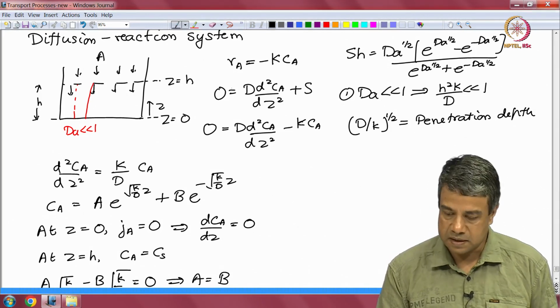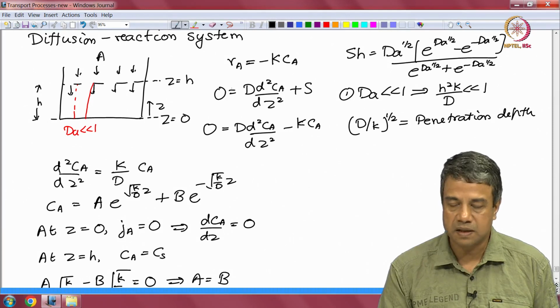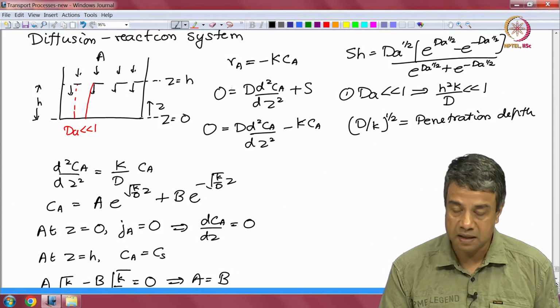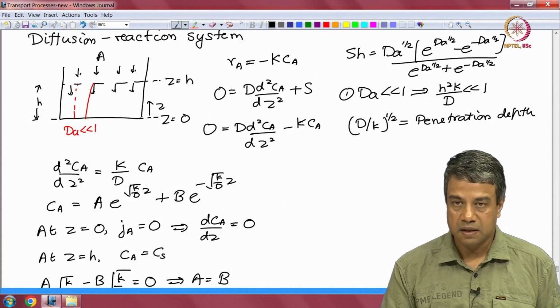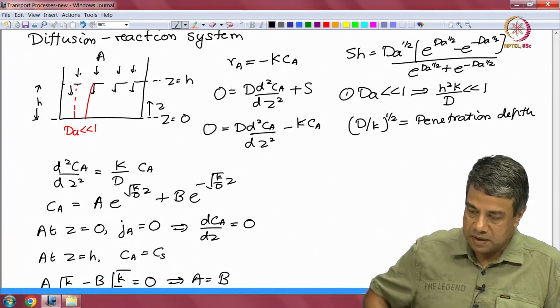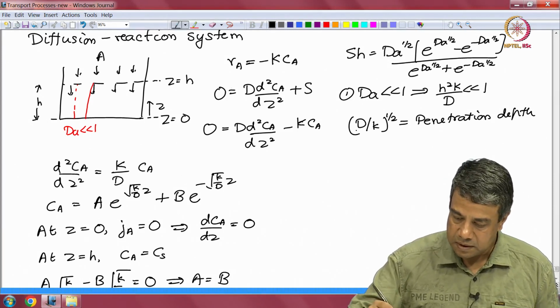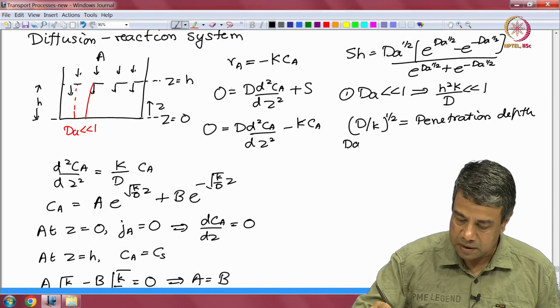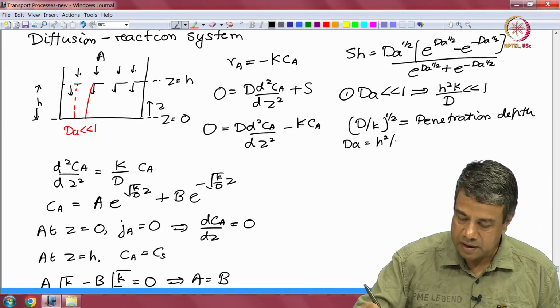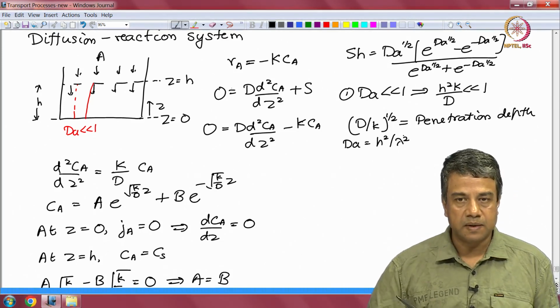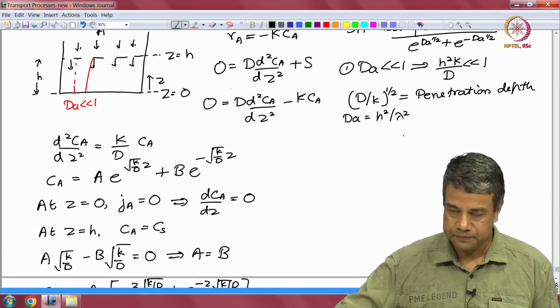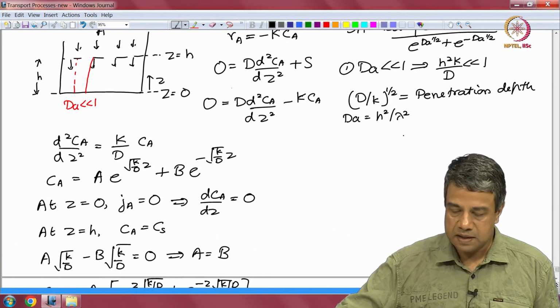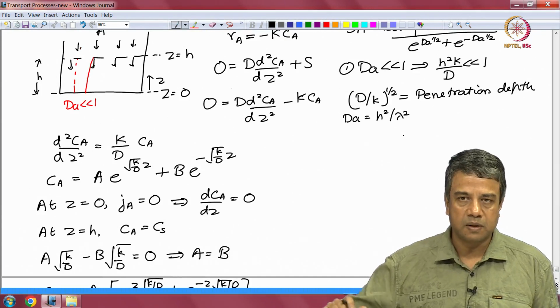So, this can also be considered as the ratio of two length scales, the height of the film square divided by the penetration depth square. So, the Damkohler number is equal to h square divided by lambda square, where lambda is the penetration depth. So, in this case it would penetrate almost to the bottom of the film.